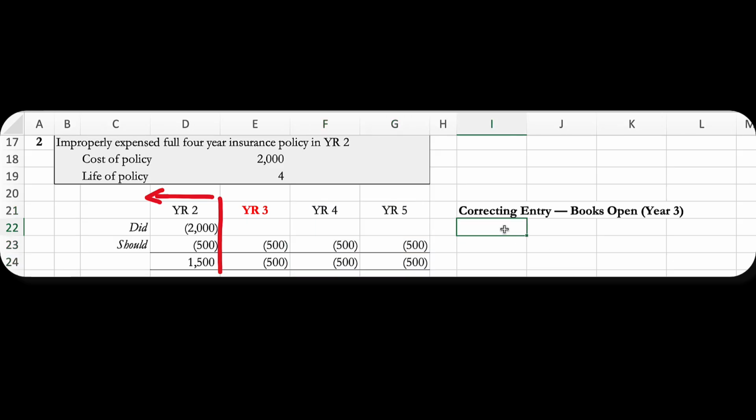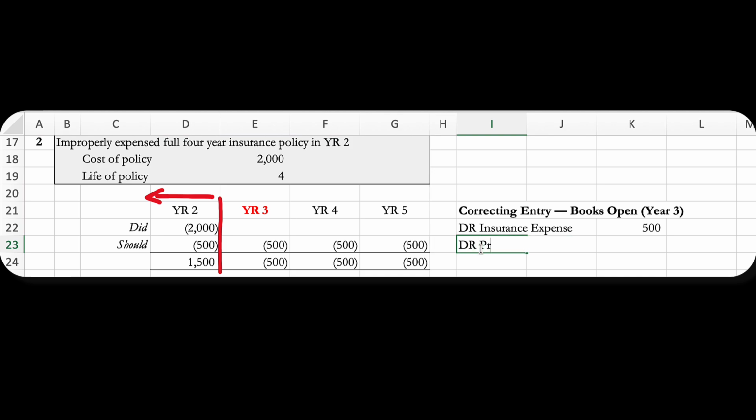So we've got both here. So the year 3 books are open. I need to record expense, right? In year 3, I've done nothing and I should be recognizing expense. So I need to recognize insurance expense of $500. And then I also need to recognize some prepaid insurance for these future years, years 4 and 5.